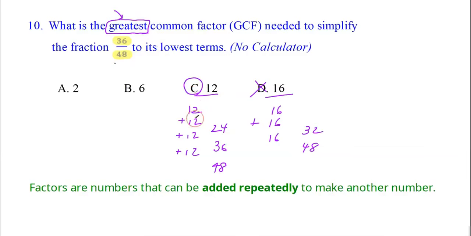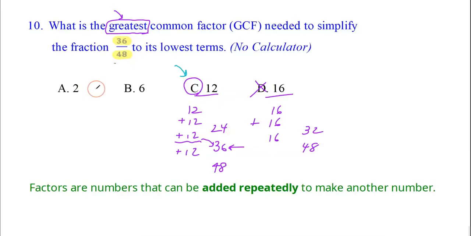In other words, if I add 12 repeatedly, I can get a 36 right here, because 12 plus 12 plus 12 is 36. And if I keep continuing that process, I can also add 12 repeatedly to get 48, because 12 plus 12 plus 12 plus 12 gives us the 48 right here. So our greatest common factor is 12, and C is our answer.